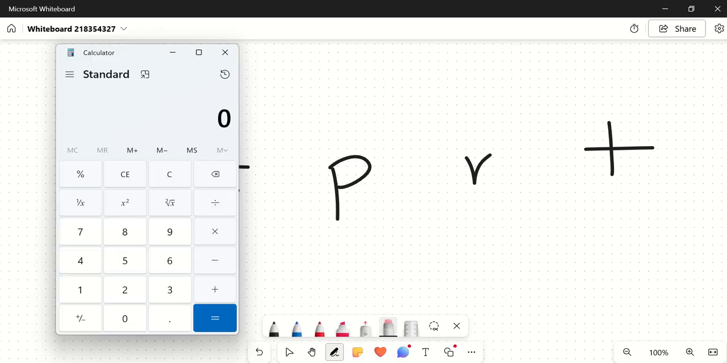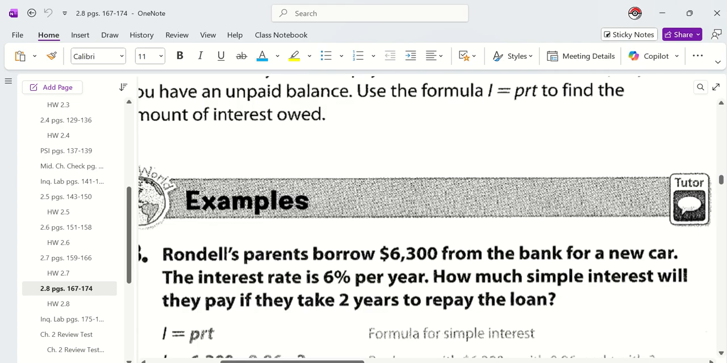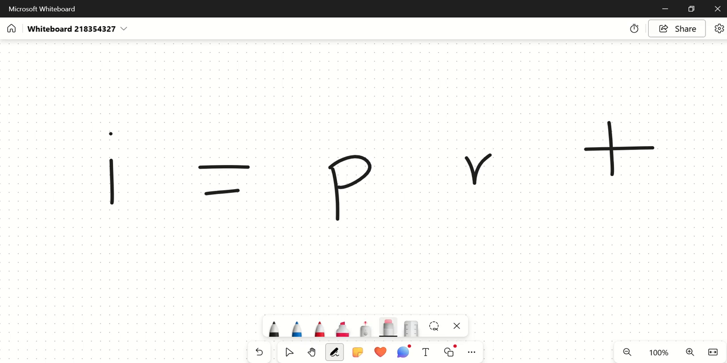Okay, so what was their principal? How much did they borrow to begin with? 6,000. I did not say 6,000, ladies and gentlemen. 6,300. Okay, so the principal is $6,300, what they borrowed.